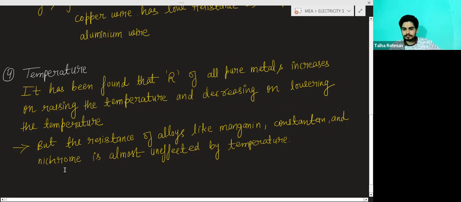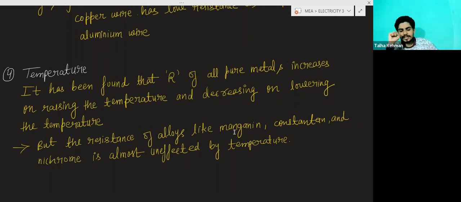But the resistance of alloys like manganin, constantan and nichrome is almost unaffected by temperature. So what they are saying is, if you take an alloy, you know what an alloy is. An alloy is made up of more than two elements. If you combine more than two elements in proper proportion, then you get an alloy, like nichrome and manganin.